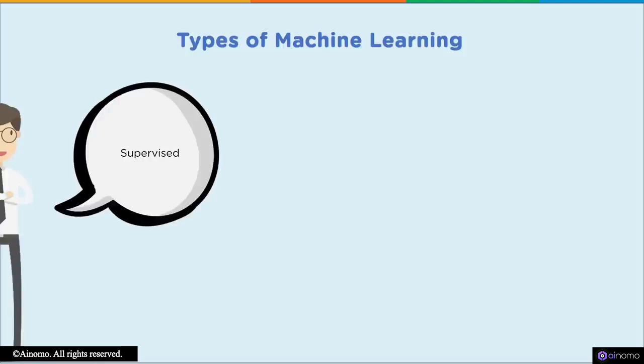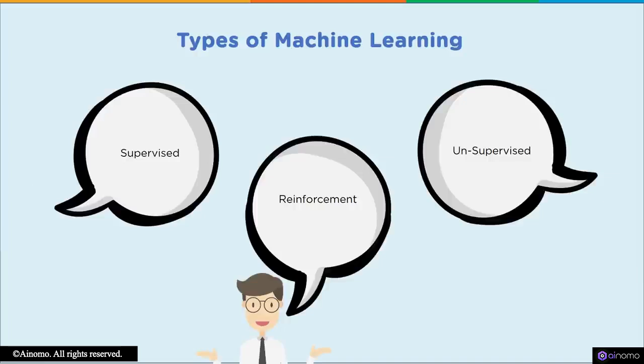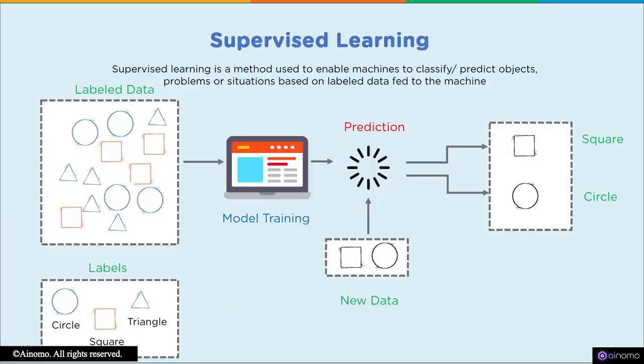And these last few bring us into the next topic, which is another way of dividing our types of machine learning. And that is with supervised, unsupervised, and reinforcement learning. Supervised learning is a method used to enable machines to classify, predict objects, problems, or situations based on labeled data fed to the machine. And in here you see we have a jumble of data with circles, triangles, and squares, and we label them.